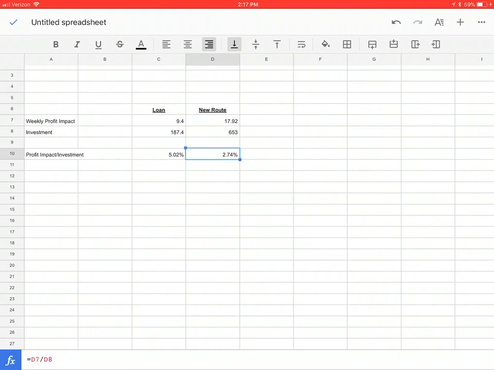So in this situation where I am in the game, it's much better to pay off this loan for $187 million than to invest $650 million into opening a new route. It's going to have a much bigger impact on my structural profit and move me up the ranking tables much faster. So anyway, that's a quick overview on how to do the calculation, and hopefully this is helpful to you.